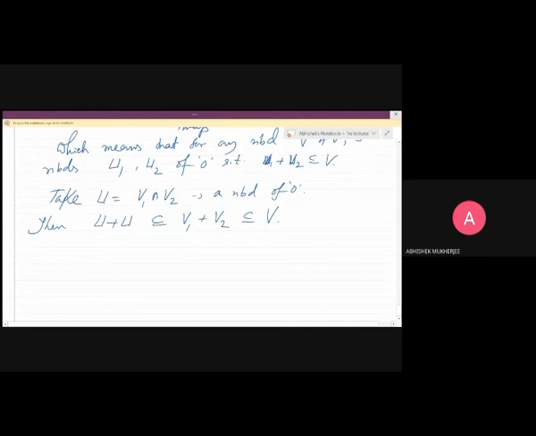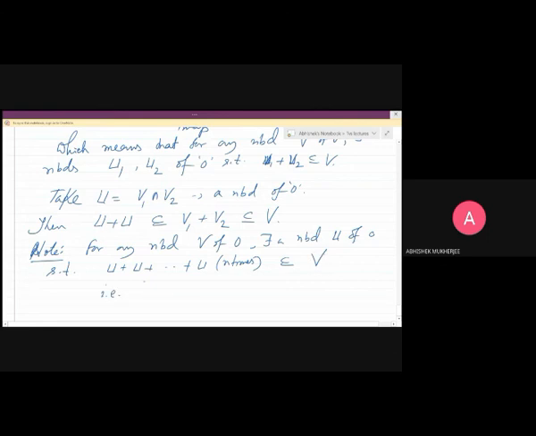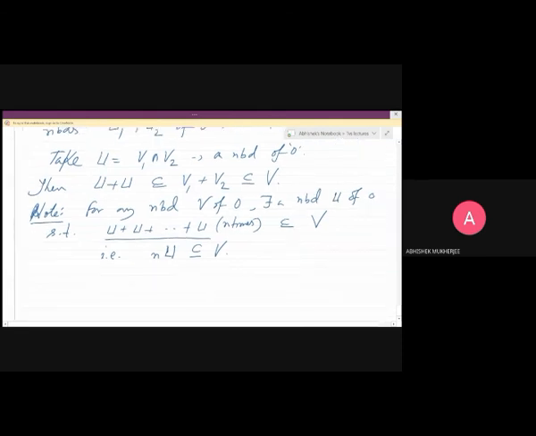So yes, this completes the proof of this fact. And not only that, the note is that for any neighborhood V of 0, there exists a neighborhood U of 0 such that U plus U up to n times is a subset of V. That is, if we denote this addition by nU, then it is a subset of V. So for any neighborhood V of 0, there exists a neighborhood U of 0 such that nU is a subset of V.